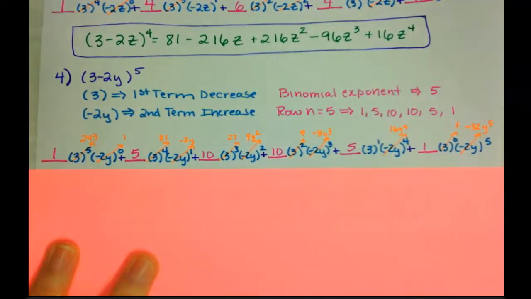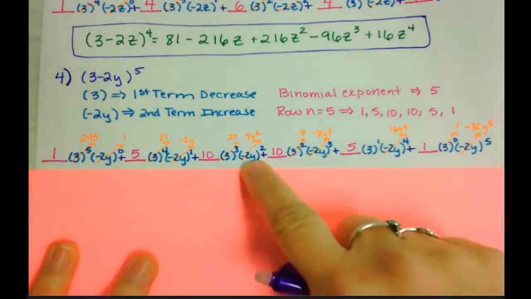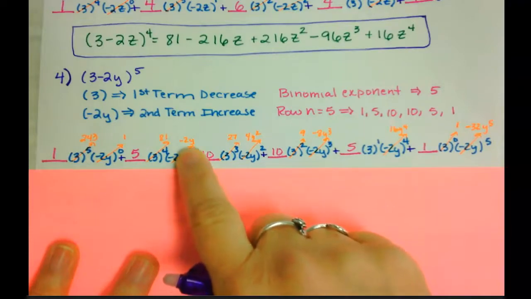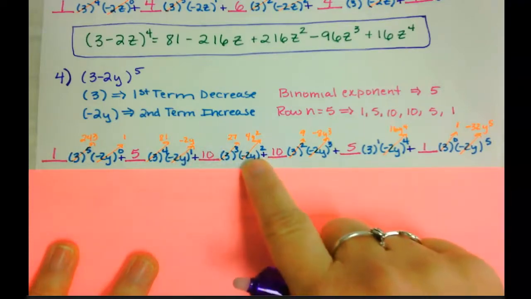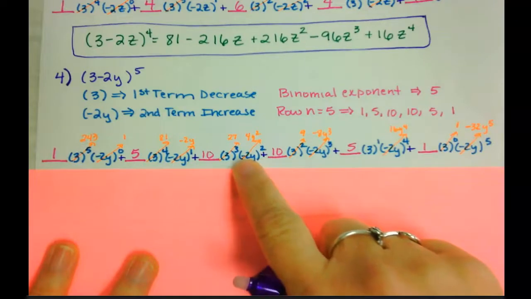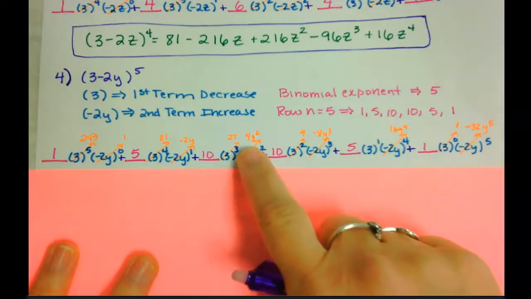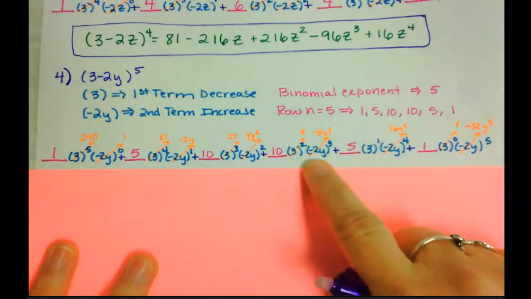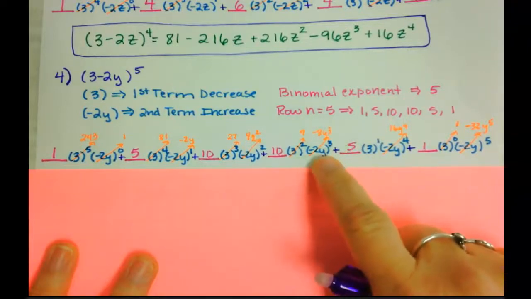It's very important when you're simplifying these things to keep in mind, because we do have a negative number down here, that when we raise that to an odd power, we're going to get a negative answer. When we raise it to an even power, we're going to get a positive number. So for instance, negative 2y to the first power is negative 2y. But over here, negative 2y to the second power would be negative 2 squared y squared, which is going to be 4y squared.